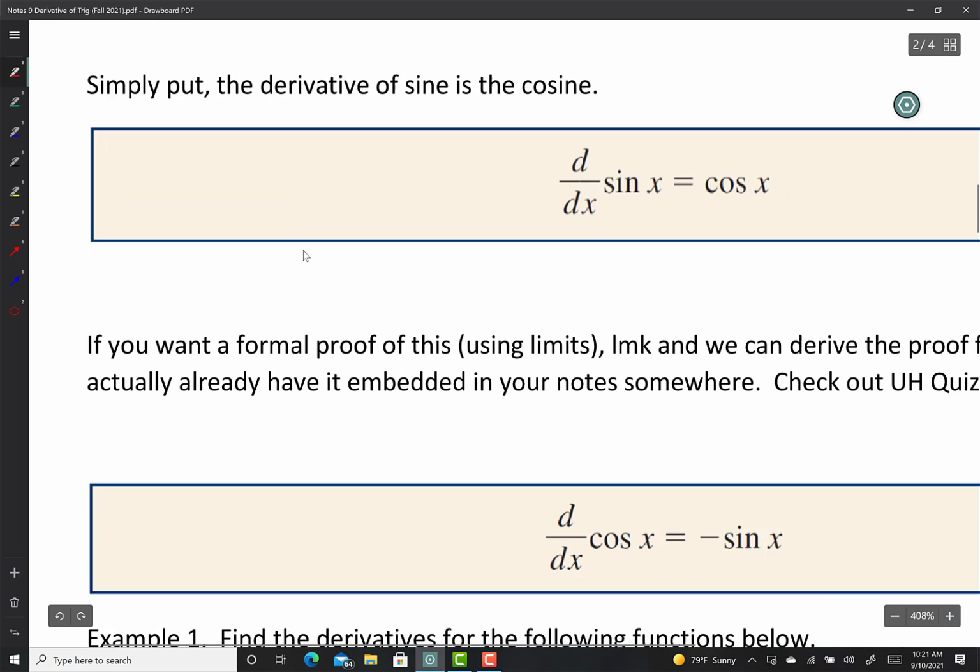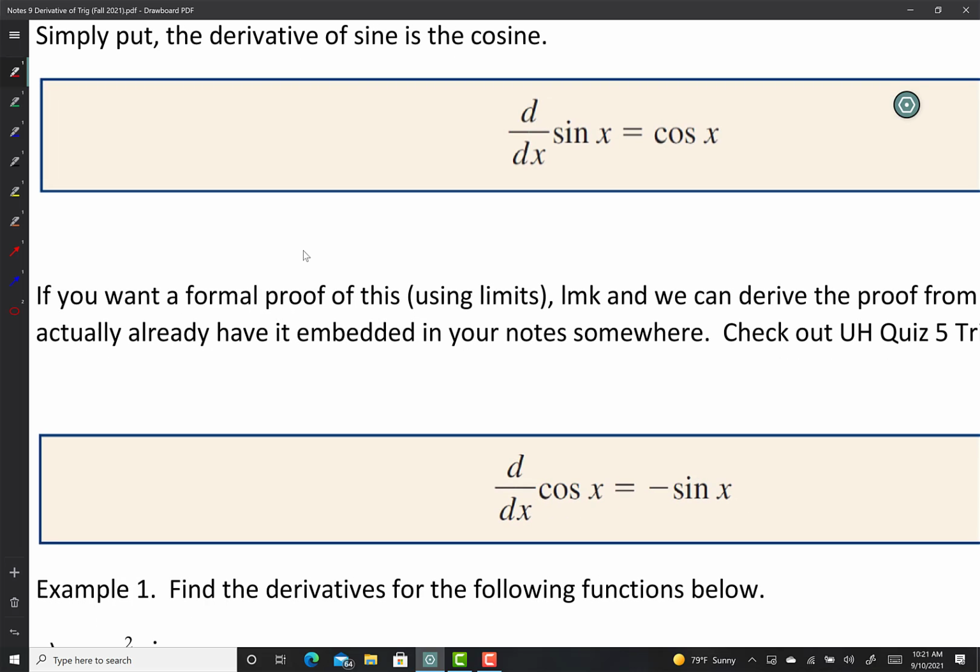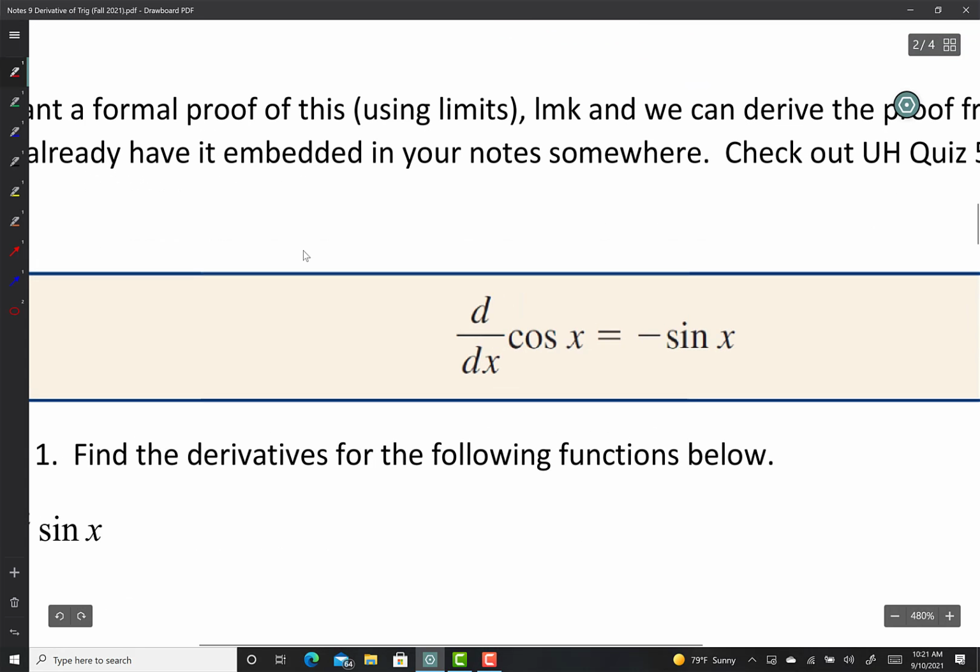All right, so there it is. Here's what we just derived. The derivative of sine x equals cosine x. There you go. Take a guess. What do you think the derivative of cosine x is? Almost. There's a negative in the front.